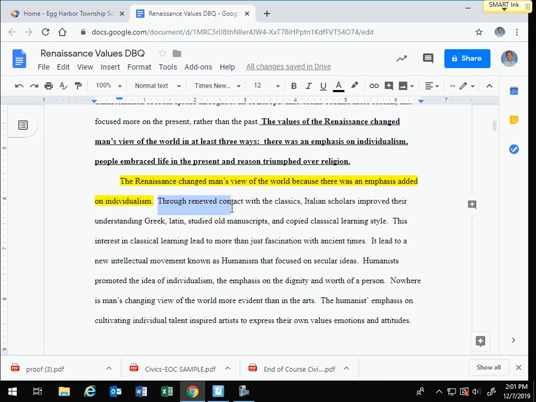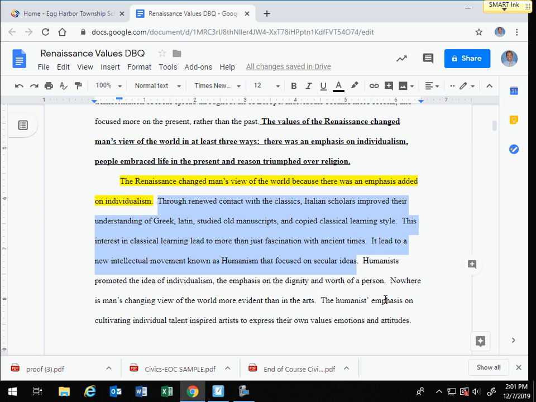Through renewed contact with the classics, Italian scholars proved their understanding of, student missed a word, of Greek, Latin, studied old manuscripts, and copied classical learning style. Not bad. This interest in classical learning led to more than just fascination with ancient times. It led to a new intellectual movement known as humanism that focused on secular ideas. All right, so not bad.